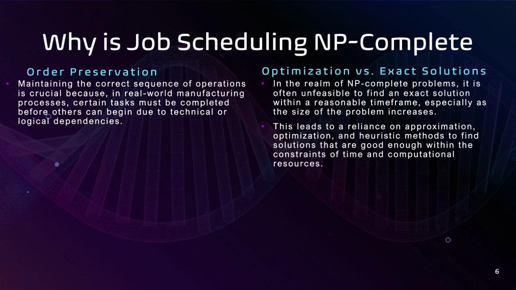So for optimization versus exact solutions, in the realm of NP-complete problems, it is often unfeasible to find an exact solution within a reasonable time frame, especially as the size of the problem increases. This leads to a reliance on approximation, optimization, and heuristic methods to find solutions that are good enough within the constraints of time and computational resources.